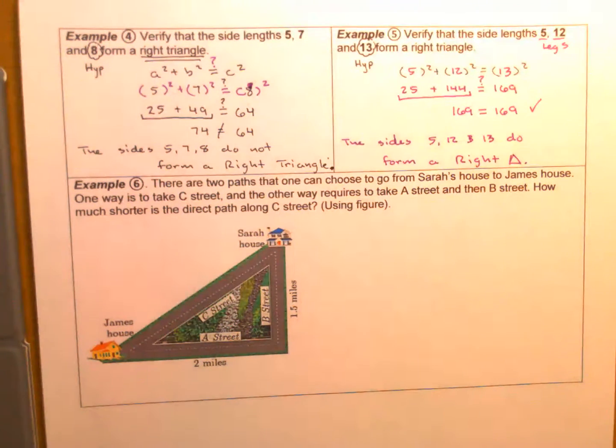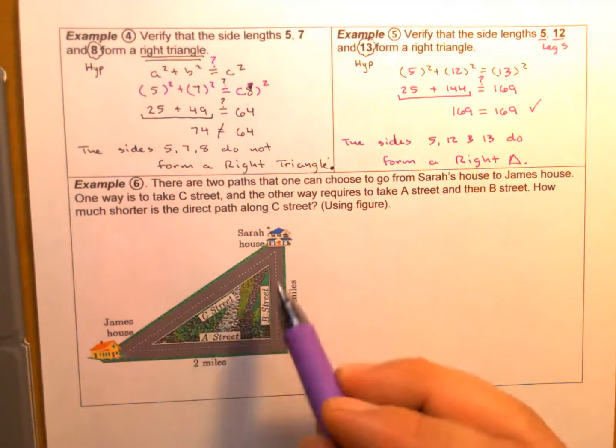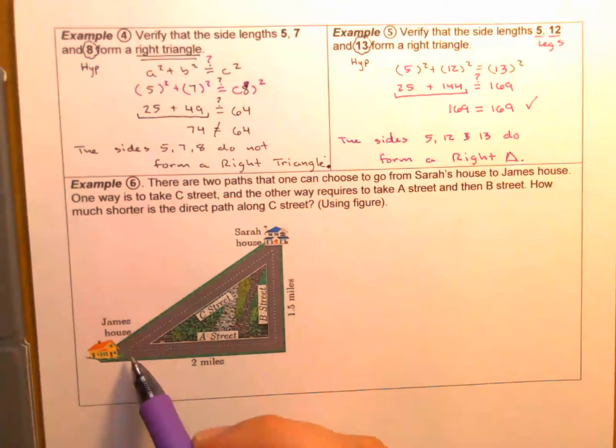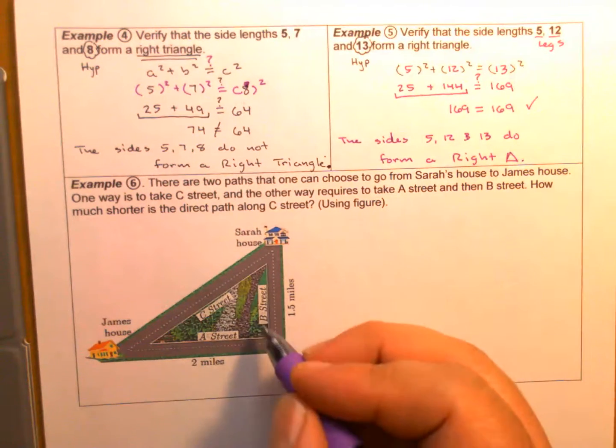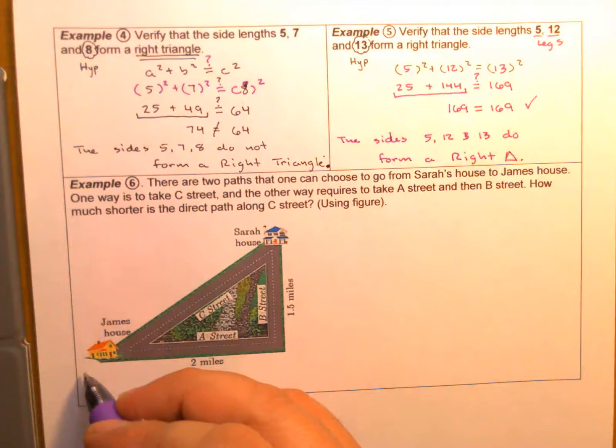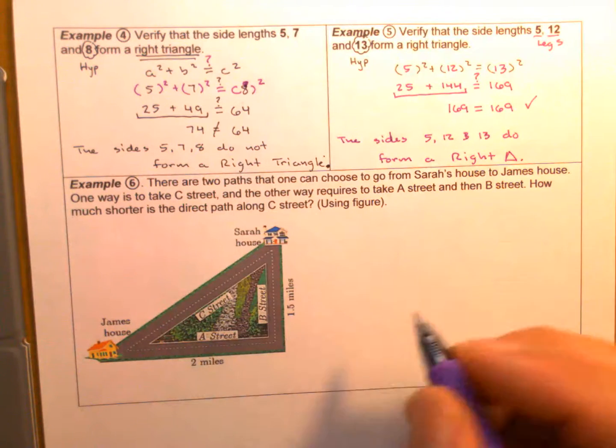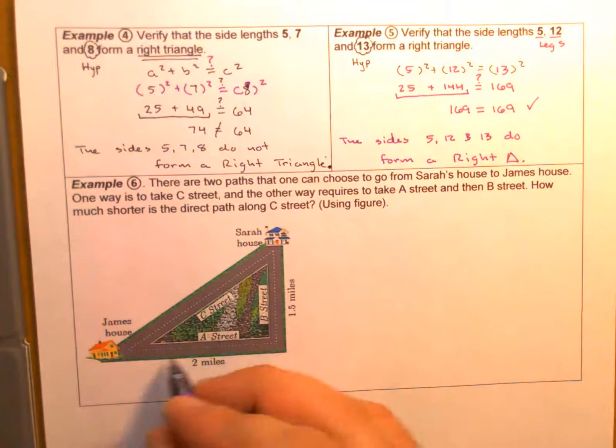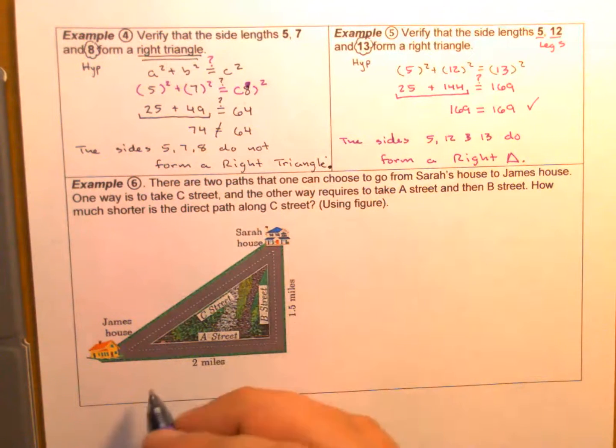And for our last question of the day, it's a little bit of a word problem, but if you read it, you'll understand that it's actually just Pythagorean theorem again. It says there are 2 paths that one can choose to go from Sarah's house to James' house. One way is to take C Street, all right, so a straight shot there. The other way requires to take A Street, this street right here, and B Street. So how much shorter is the direct path along C Street?